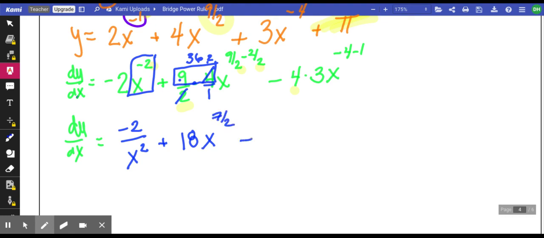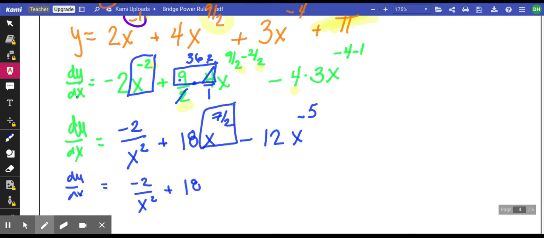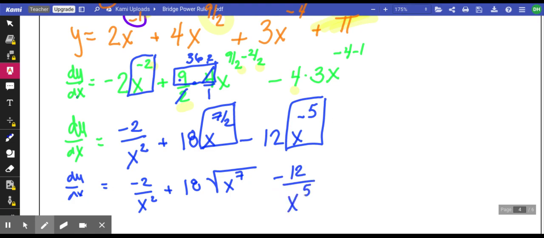4 times 3, so that's going to be minus 12, x to the negative 5th. And like I said, I'll clean it up one more time to take care of any negative exponents because we really don't leave those there. Negative 2 over x squared, plus this is 18. This x to the 7/2, that 7/2 is only on the x, so it's the square root of x to the 7th. And this x to the negative 5 is only on the x, so minus 12 over x to the 5th. And again, that should be our final answer for the derivative.